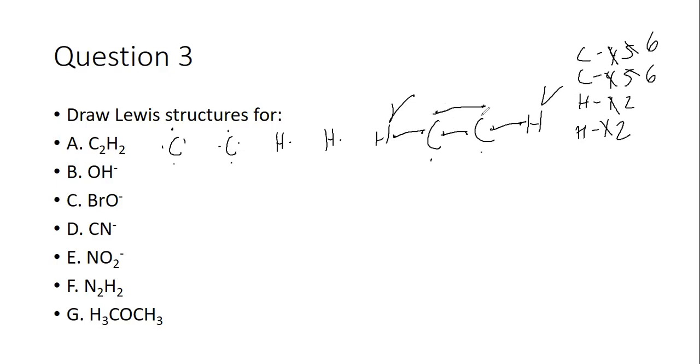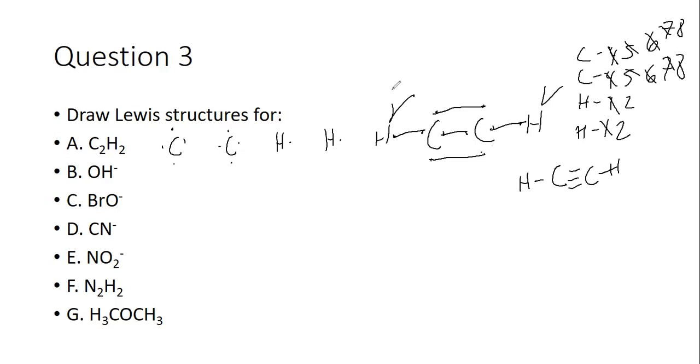So I'm going to make another single bond between my carbons here. That carbon goes to 7. That goes to 7. Oh, wait, they're not at 8 yet. Okay, let's make a triple bond. Goes to 8, goes to 8. So this molecule has the Lewis structure of that. If you find yourself in a position where you don't have enough electrons, then you can use a double bond or a triple bond.